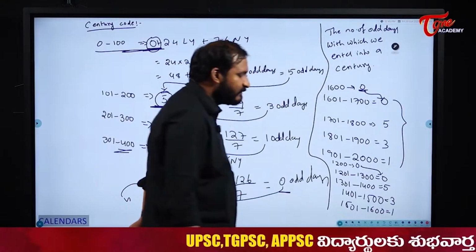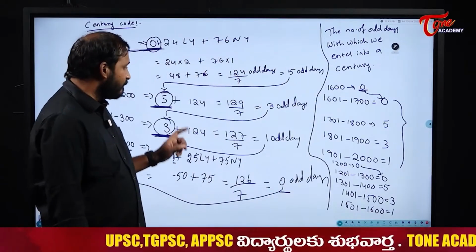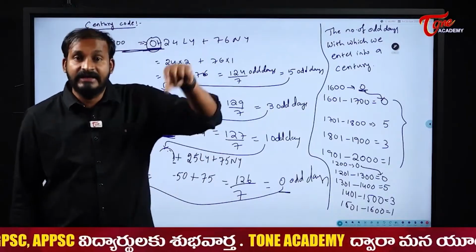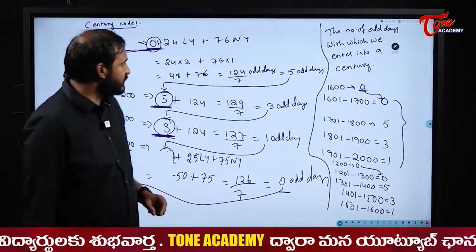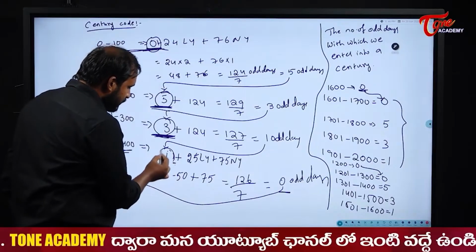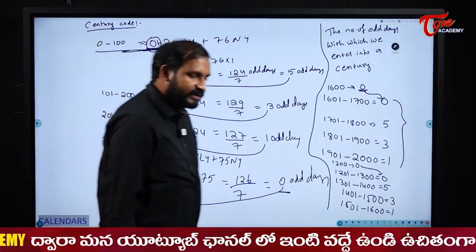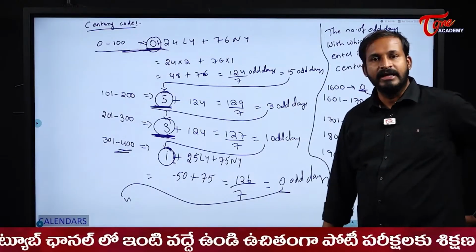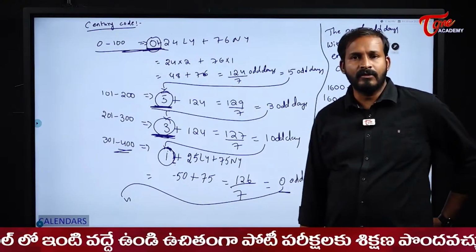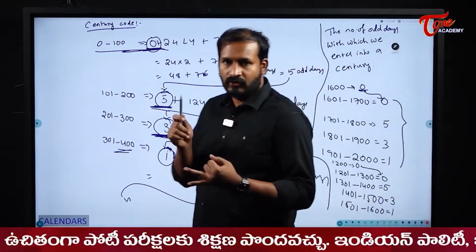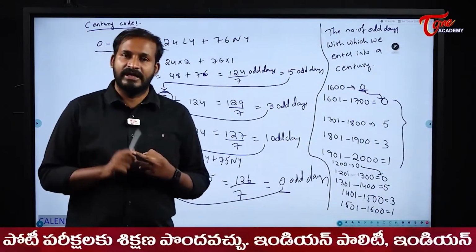So 0531, 0531, 0531. Please be careful, students. The odd days with which we are entering into that century, that is its century code. So this is how we will write the century codes. So here 0531 is in a repetitive manner. Okay, understood? Now we know the century codes, the month codes, and the day codes.